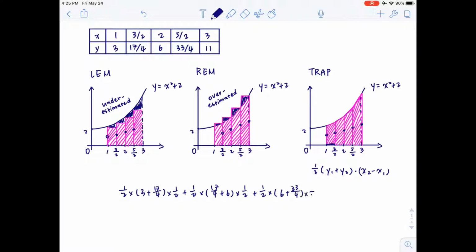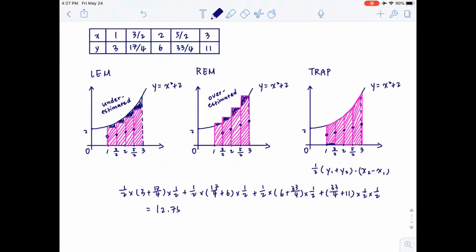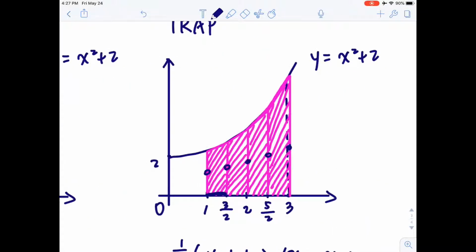Repeating the steps and adding the areas of all the trapezoids together, we're able to have a more accurate approximation of the area under the curve than LEM and REM do. But when we look closely, it still goes slightly over the curve, so we still can say that it's overestimated.